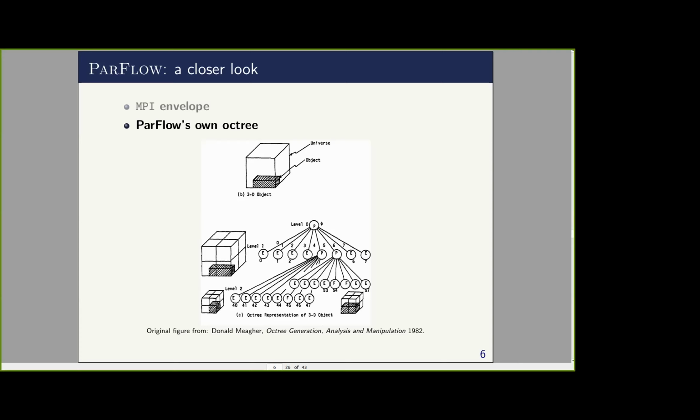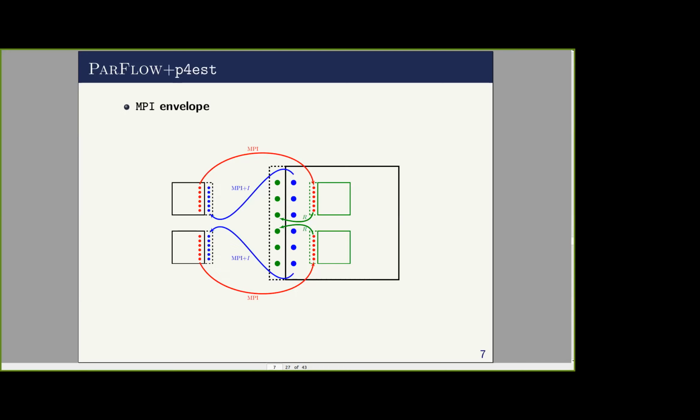So we need to find out the relation between this octree and now our octree that I'm putting in by using this adaptive library. So concerning the MPI envelope, we have generalized the previous approach in order that it honors the following communication pattern.